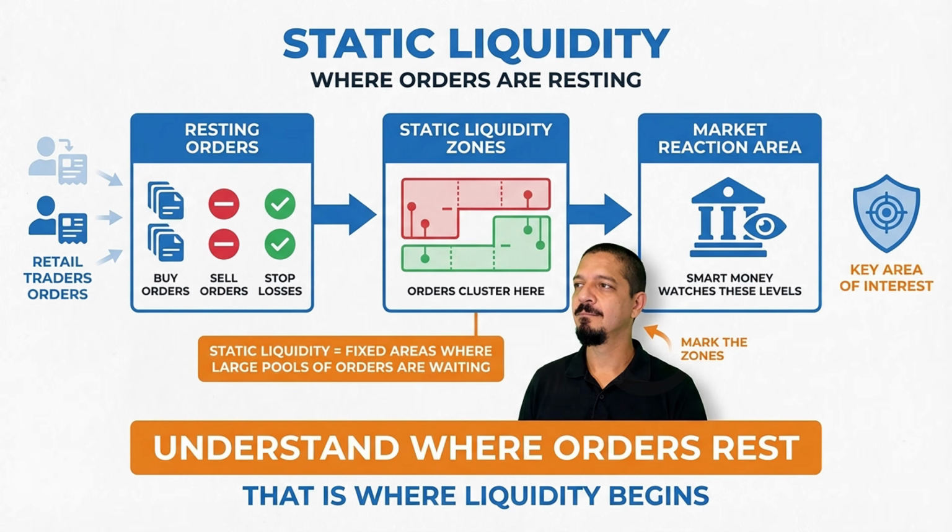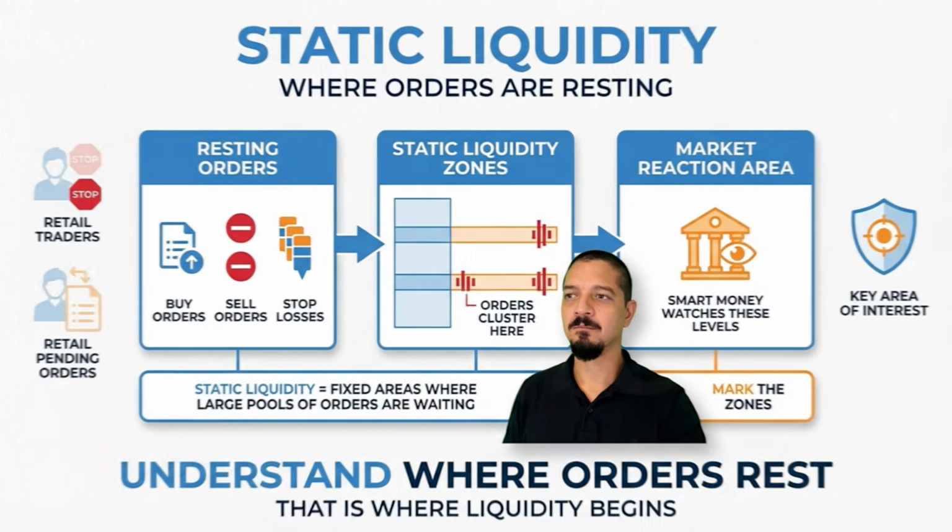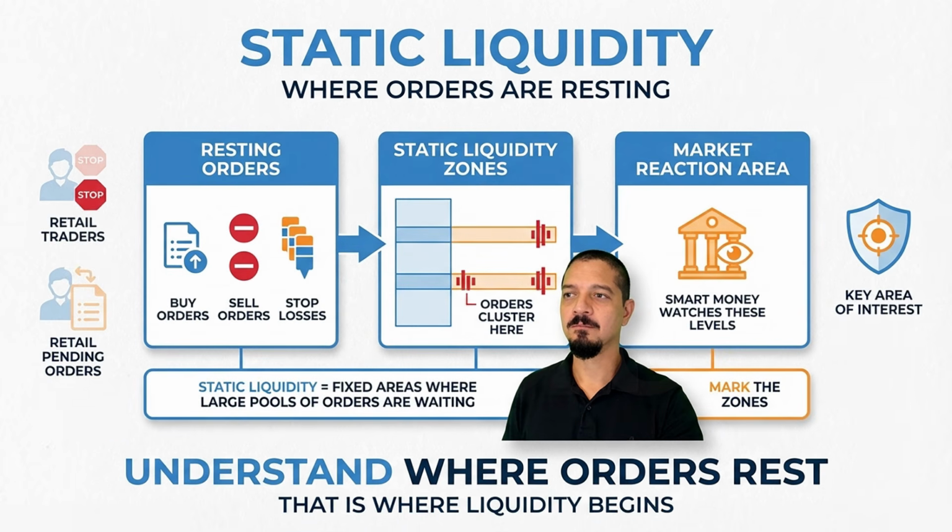Now, shifting focus, let us examine static liquidity. Static liquidity refers to specific areas on the chart where a large pool of orders is resting, such as stop losses and pending buy or sell orders. Every time a stop loss is triggered, that liquidity is absorbed by the market. This is why recognizing a liquidity sweep before price reaches a key level is so important. It provides confirmation that your area of interest, whether supply or demand, has a higher probability of holding.